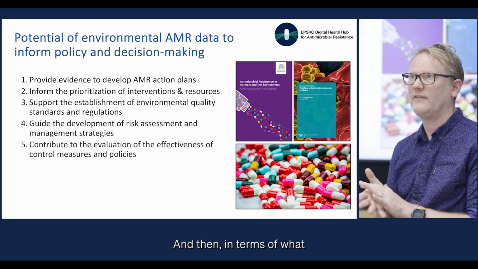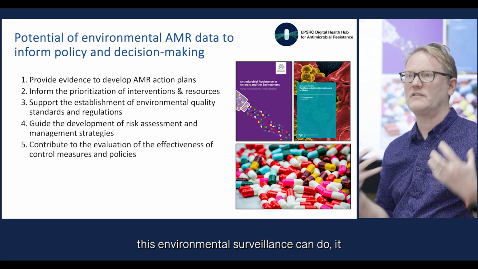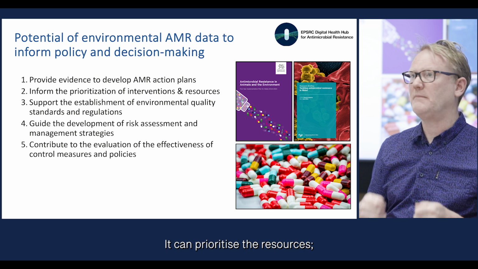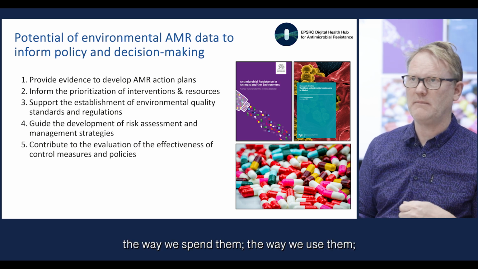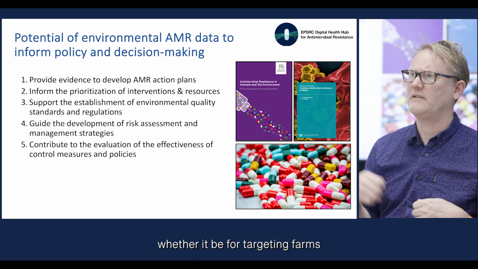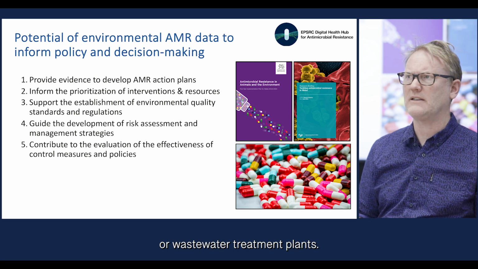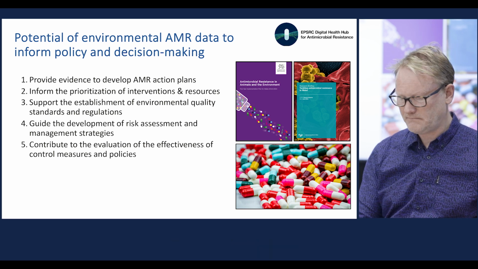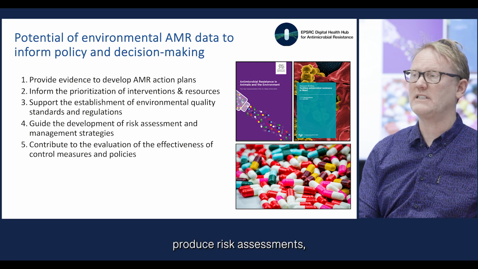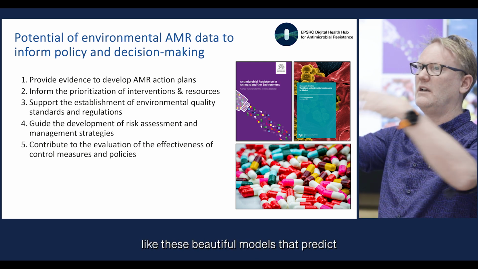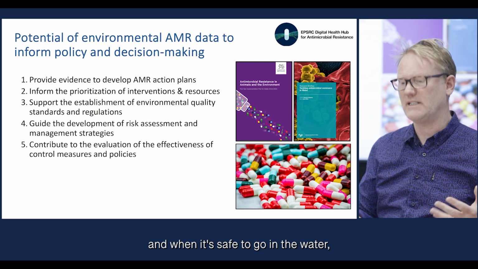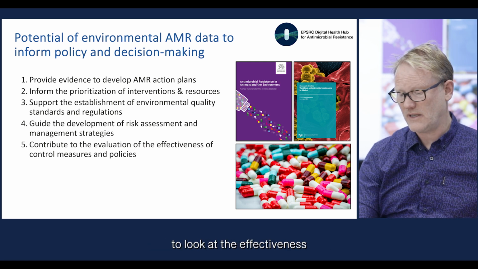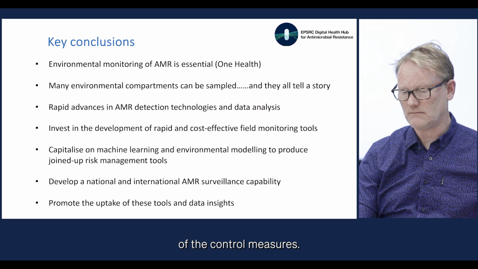And then in terms of what this environmental surveillance can do, it obviously can inform AMR action plans. It can prioritise the resources, the way we spend them, the way we use them, who we're targeting, whether it be targeting farms or wastewater treatment plants. We can't target everything, so we need to do it in a resource-efficient way. We can use it to produce risk assessments like those beautiful models that predict where the contaminated water is flowing and when it's safe to go in the water or eat oysters. And hopefully we'll be able to use it to look at the effectiveness of the control measures.